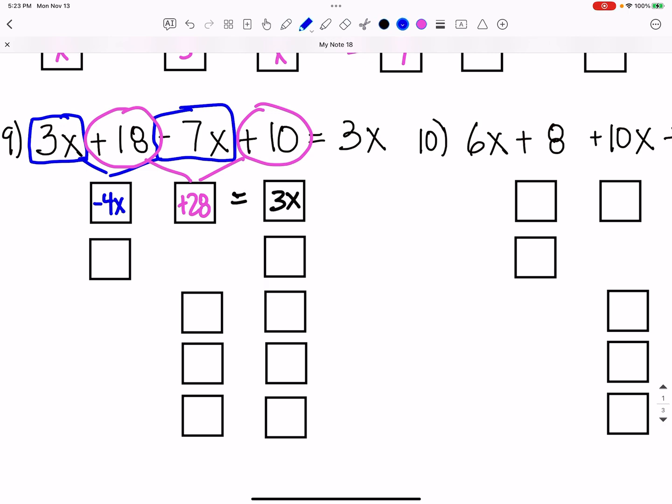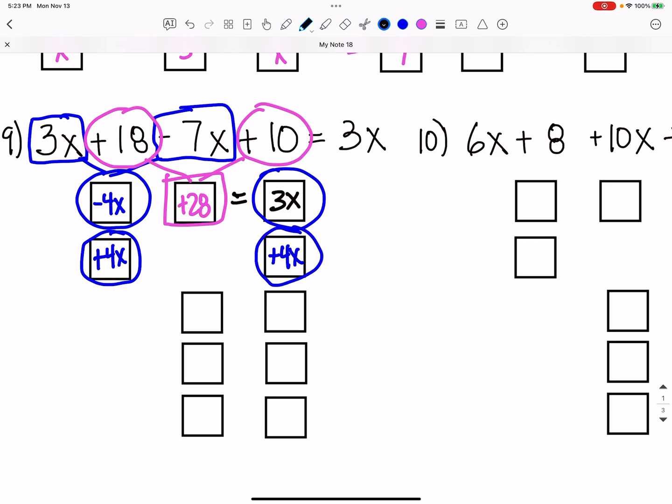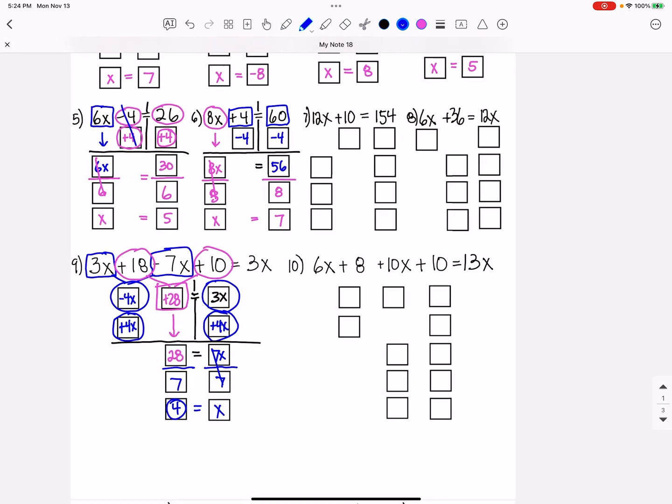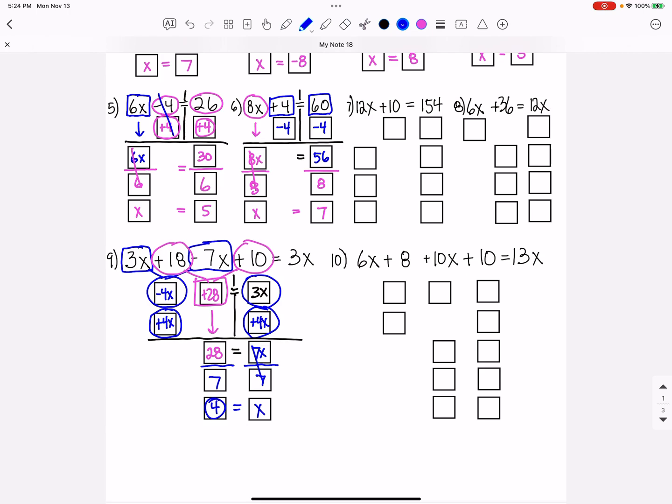If I make my teams, there's this, there's this. So the guy that needs to move is the 4x. So +4x, +4x. So the 28 comes down. 28 equals 7x. We top versus bottom the 7. And x equals 4. All right, so your next one should look exactly the same. I just changed the numbers.